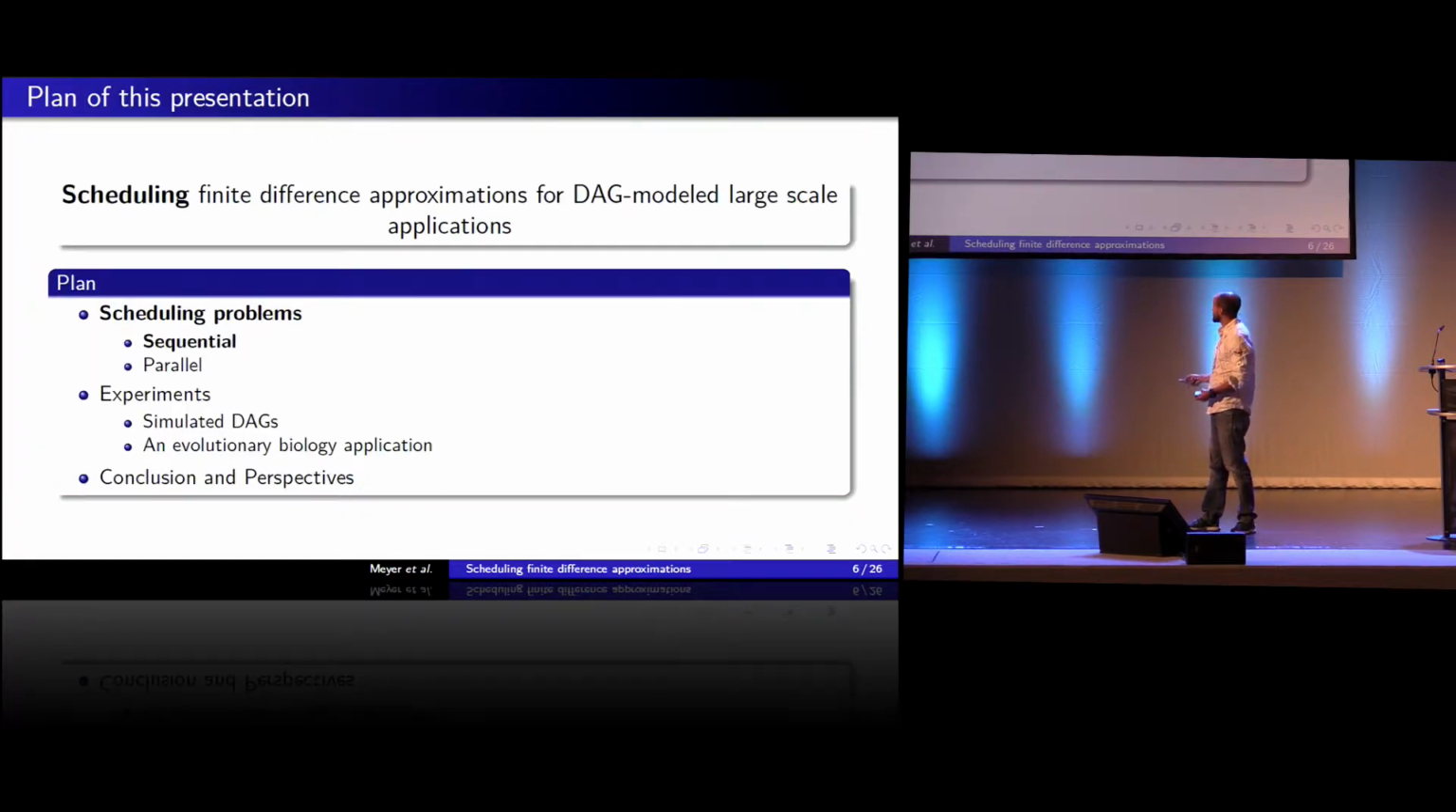So now coming back to the title, we know what it is about, but for the scheduling part, which is going to be the subject of this talk. First we're going to see two scheduling problems, one for a sequential computation of the finite difference approximation, and then a parallel scheduling that will arise when we want to use multiple processors. Then we will see some experiments where we use this method, and we will see what performance gain we will have. And I will finish with a conclusion and some perspectives.